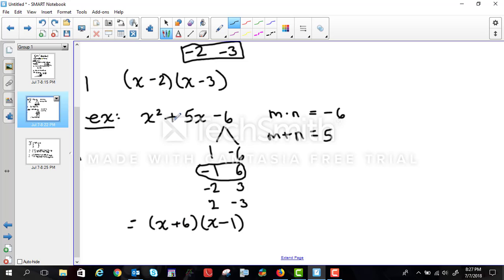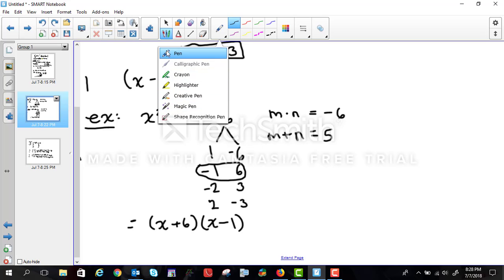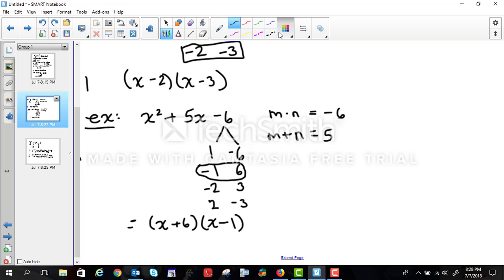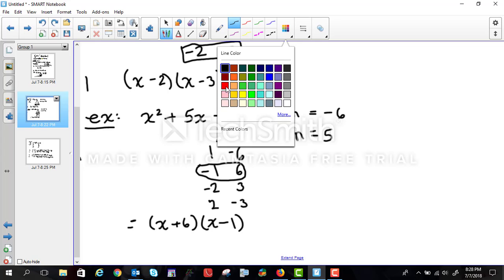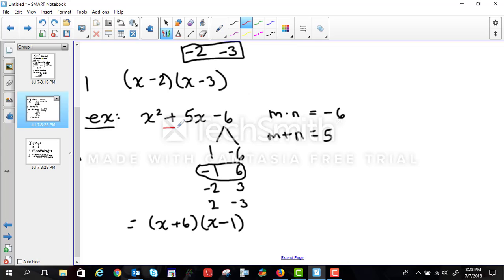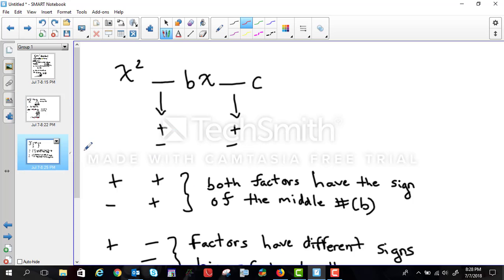And if I were to change this, let me just do it with another pen color so you can kind of see what would happen. We do it in red. If I just change this to a minus and left that as a negative, what would happen is this would become a minus and this would become a plus. So all we would do is change the sign of the bigger number to match the sign of the middle number. So this is the general idea.